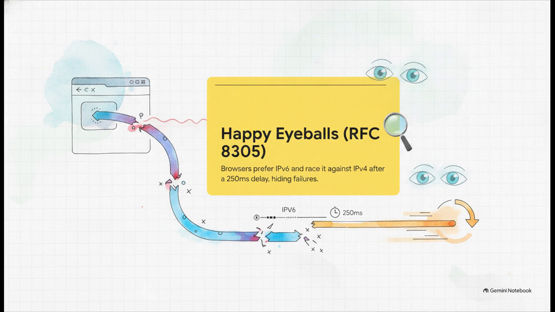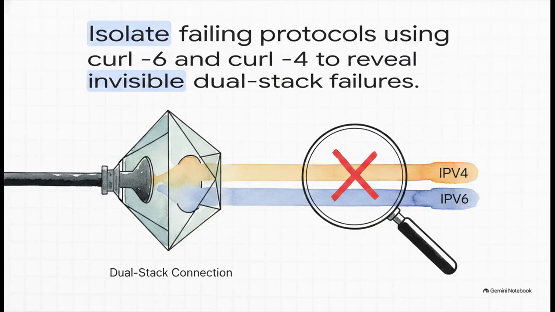connection to race it. Now, if your IPv6 path is broken, the user doesn't actually get an explicit connection error page. Instead, every single connection they make takes a 250 millisecond latency penalty. So the internet doesn't look broken, it just feels super sluggish. Because of that, a dual-stack failure can be totally invisible if you're just casually observing. You really have to force the issue.